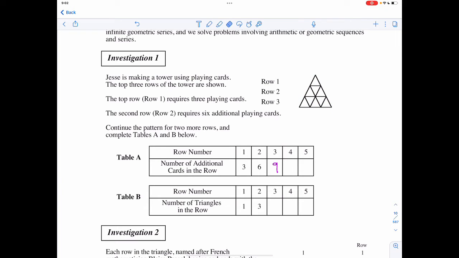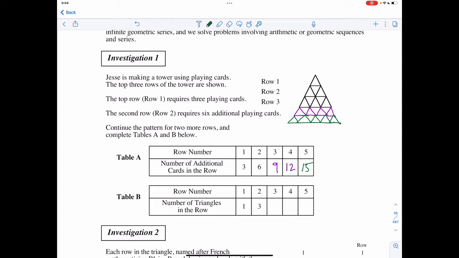If I continue this pattern, and you can probably already tell what the pattern is, then if I add a 4th row, I'm going to keep the pattern going. And I'm going to wind up adding 12 playing cards. If I do another row beneath that, for a 5th row, then I'm going to wind up adding 15 playing cards.